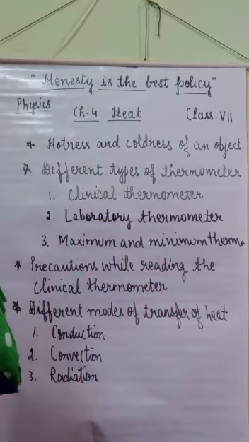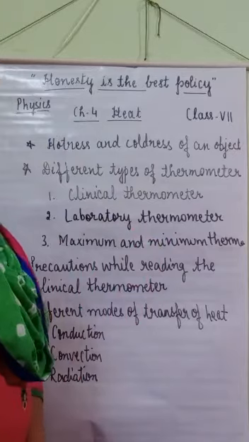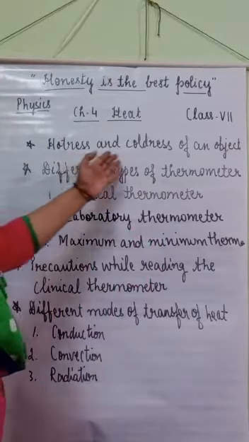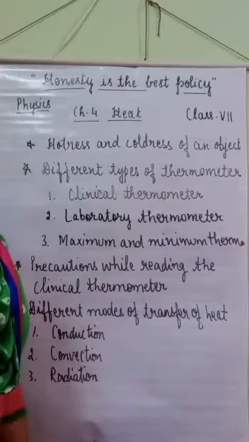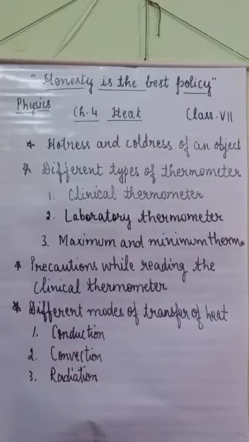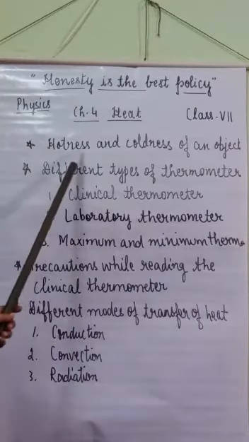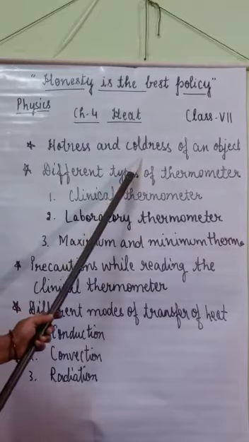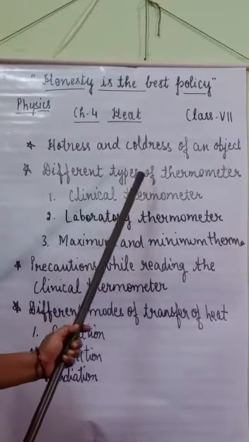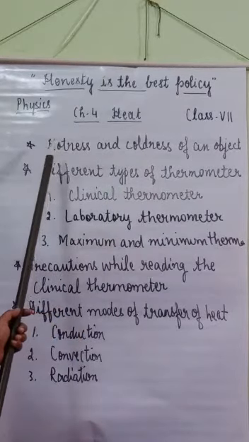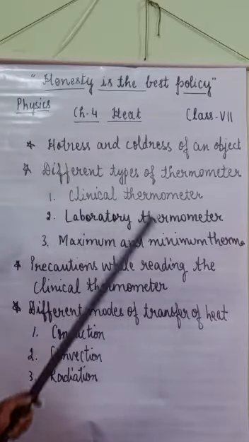In the previous session of this chapter, we have studied about hotness and coldness of an object. How can we measure that an object is hot or cold, and the instrument which is used to measure the temperature of a hot or cold object, that is thermometer.